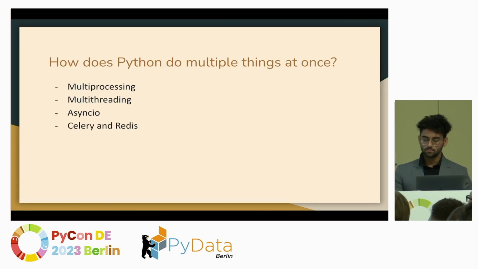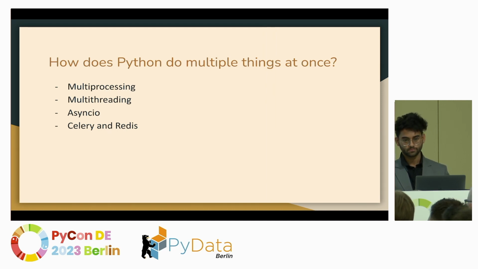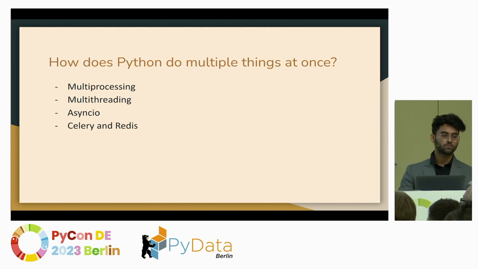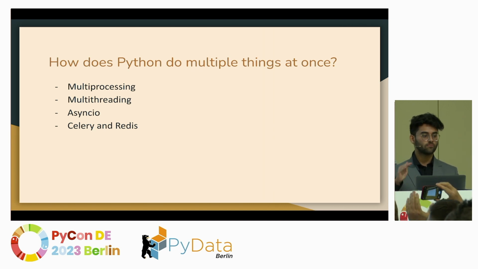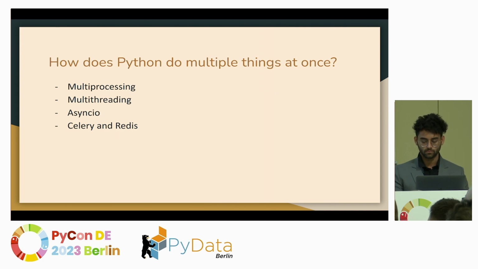Now the question comes, how can Python be used to achieve asynchronous programming, right? So in this talk, I am going to discuss 4 different ways to achieve asynchronous programming in Python, and the 4 different ways are multiprocessing, multithreading, Async IO, which is a Python library, and using Celery and Redis, right? And by the end of the talk, I'll also quickly compare the results of all the methods I'm going to show you. So yeah.